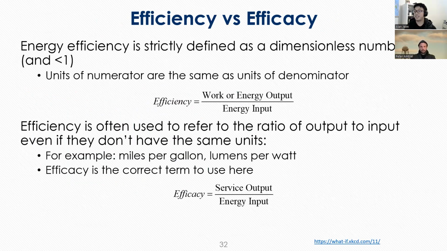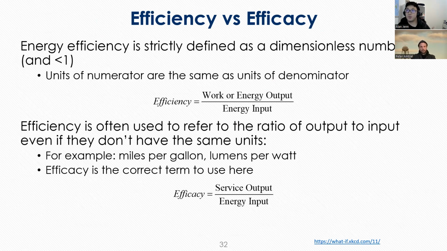So this is actually going to conflate with a physics topic. When we think about efficiency versus efficacy, which is the strictly correct nomenclature for the concept we're going to be talking about today and for the rest of the class: energy efficiency, strictly speaking, is a dimensionless number, and it's always less than 1. The units of the numerator are the same as the units of the denominator. So you have some work or energy output divided by energy input. And again, this is always going to be less than 1.